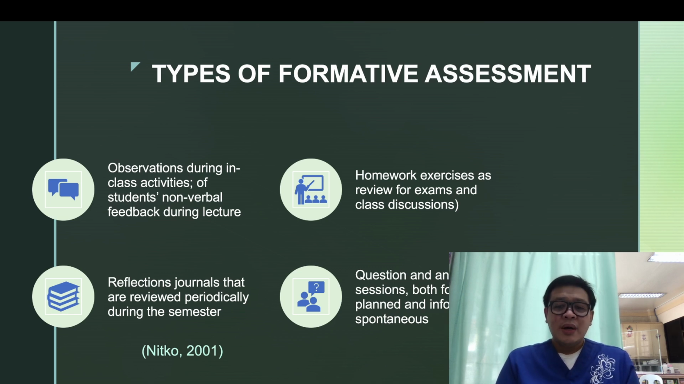And question and answer sessions, both formal, planned, and informal, spontaneous. So formative assessment would always use a question and answer portion at the very beginning, during the discussion, and at the end of the discussion. It's very important that we activate the brain cells of our students so that they'll be challenged as to what's in their minds, and we have to question them just to assess and check their knowledge.